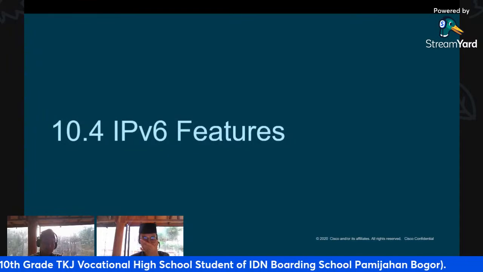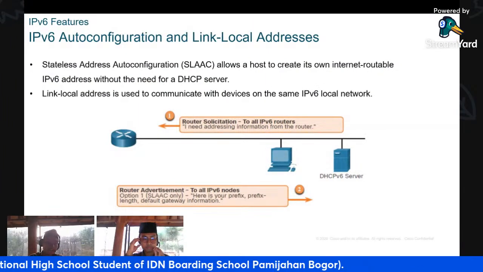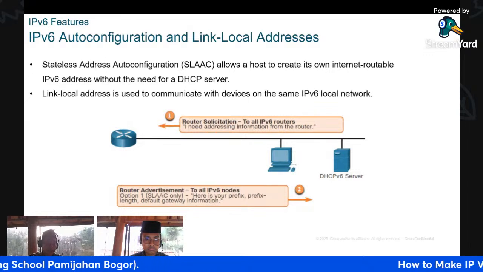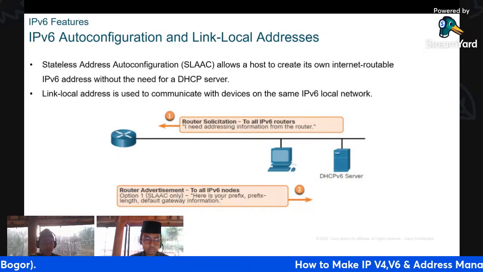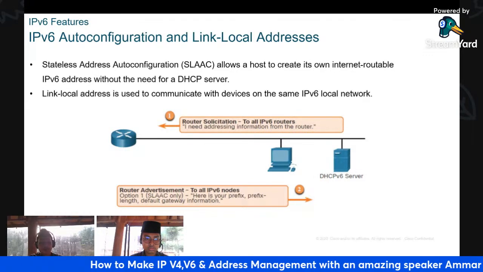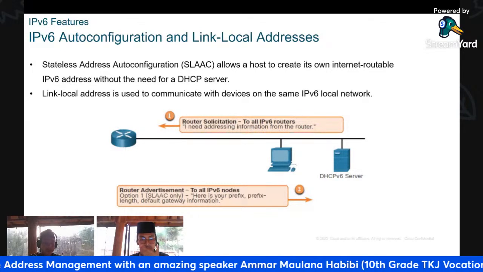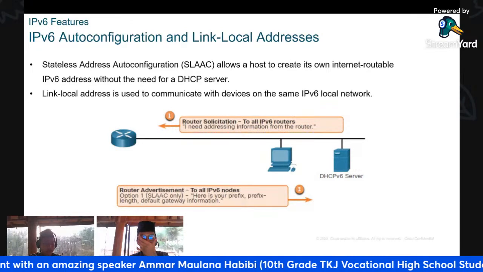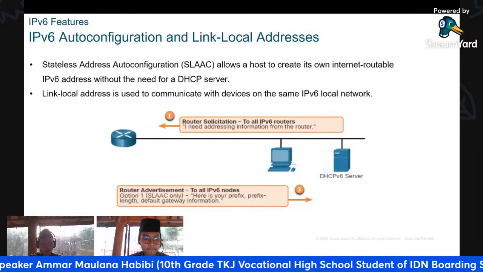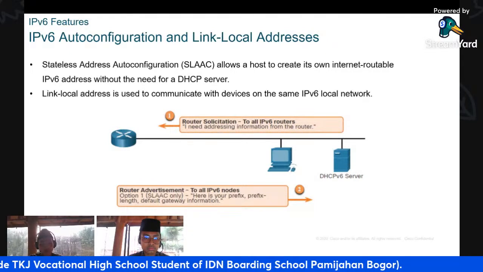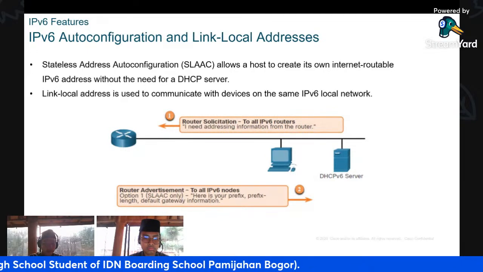IPv6 features. IPv6 auto configuration and link local addresses. Stateless address auto configuration, or SLAAC, allows a host to create its own IPv6 address without the need for a DHCPv6 server. The second, link local address, is used to communicate with devices on the same IPv6 local network. You can see the picture for the first conversation.